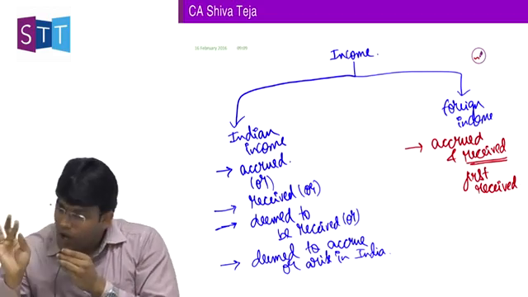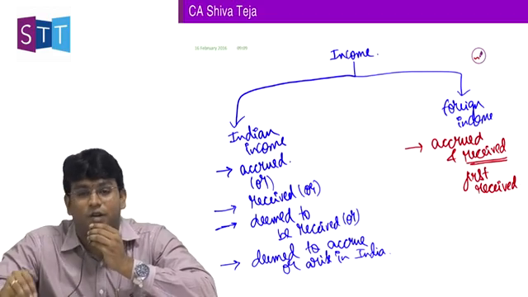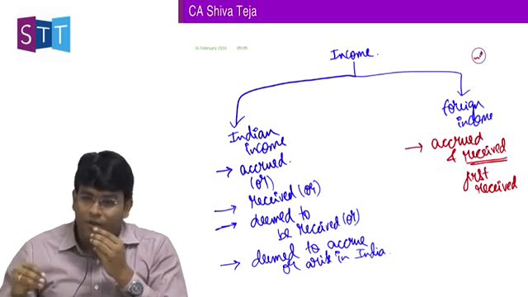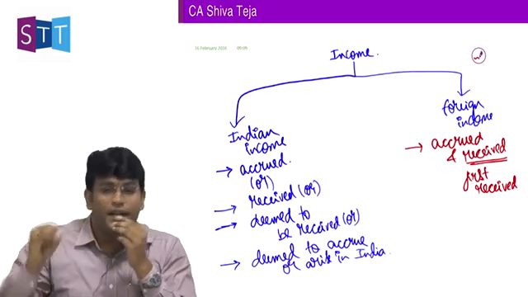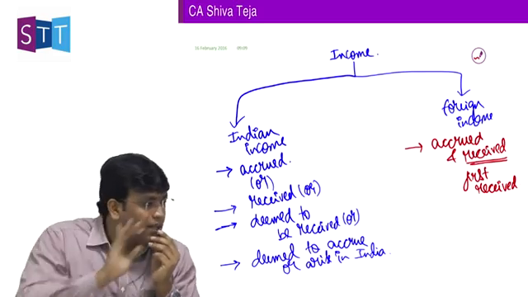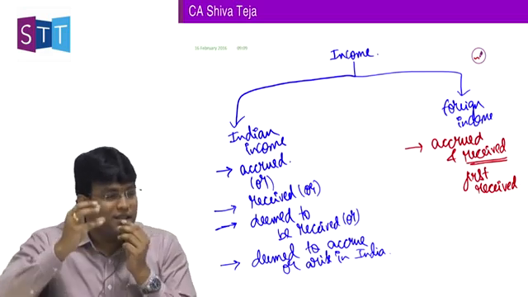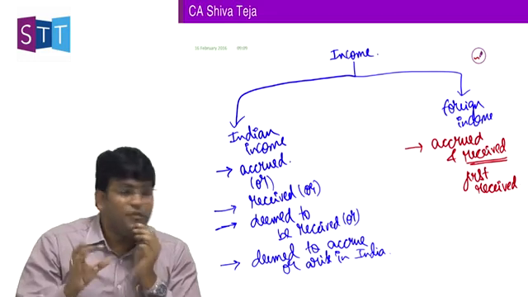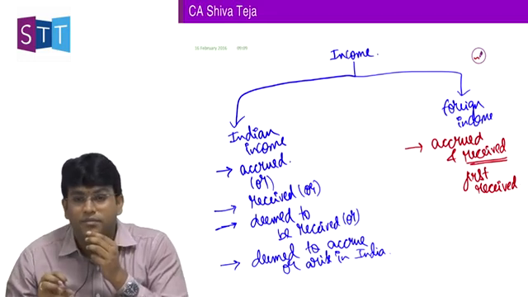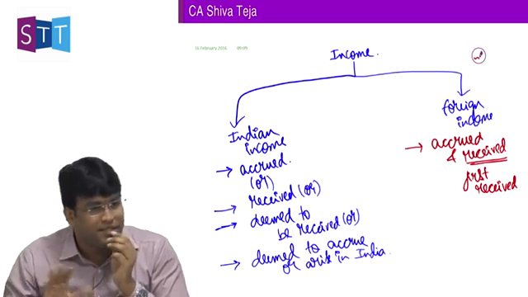If it is accrued or received or deemed to be received or deemed to accrue in India, then we call it Indian income. If it is accrued as well as received, both outside India, then we call it foreign income. Any one of them in India, we call it Indian income. Accrue means right to receive. Receive means actually received. If any one of them or both are in India, we call it Indian income. If both are outside India, we call it foreign income. Does it make sense?